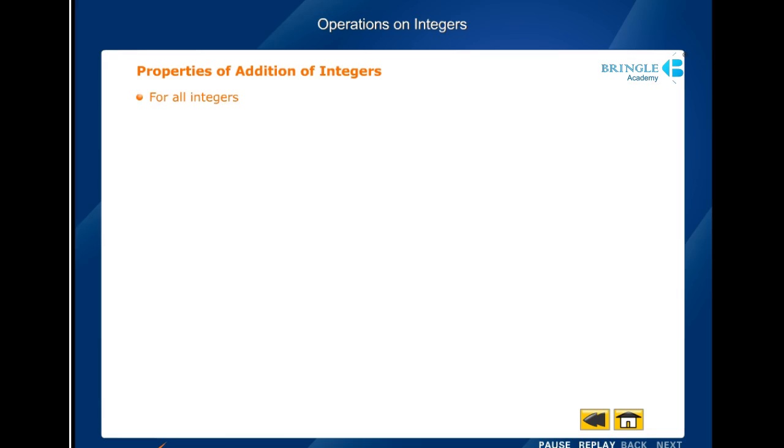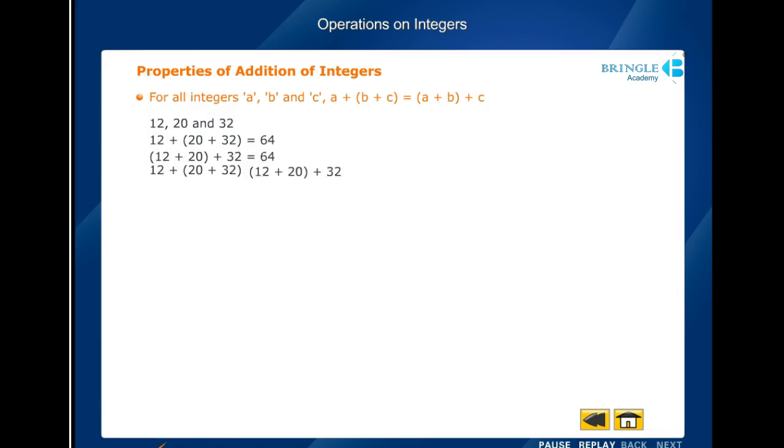For all integers a, b and c, a plus b plus c is equal to a plus b plus c. We shall now consider three integers, 12, 20 and 32. The sum of 12 and the sum of 20 and 32 is equal to 64. The sum of 12 and 20 and the sum of 32 is equal to 64. Thus we have 12 plus 20 plus 32 is equal to 12 plus 20 plus 32.